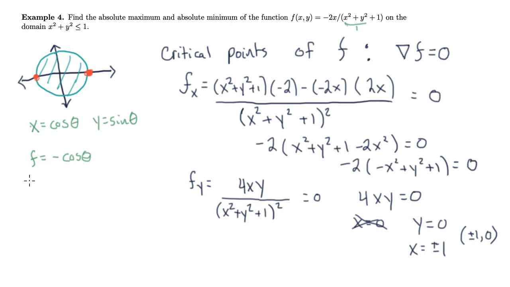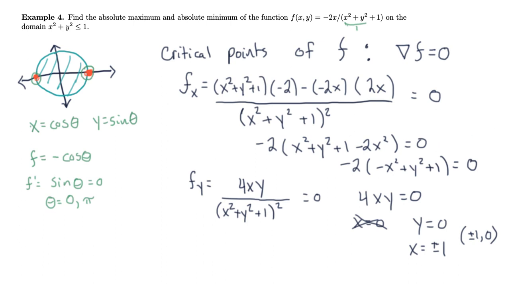And if I take the derivative, I have negative sine theta. Setting this equal to 0, I get exactly theta is 0 or pi. Of course, that's periodic, but it's exactly at these points. So not only do I have these 2 critical points on the boundary, they're the only 2 critical points on the boundary.